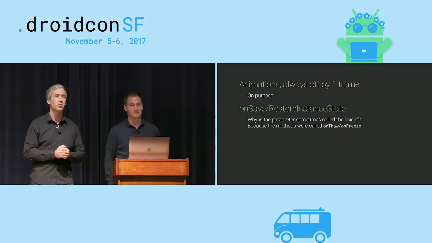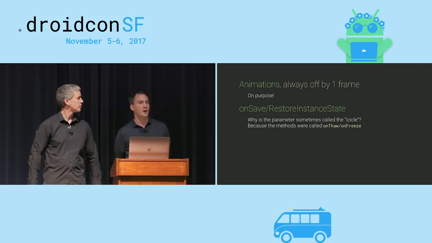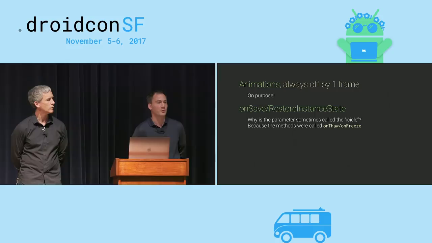Another interesting tidbit about onSave and onRestore instance state that I'm sure you've all used. Sometimes in the samples or the documentation, the parameter is called the icicle. It's because those two methods used to be called onThaw and onFreeze, so that was just a horrible pun that we had put in the API. Or it was well thought out.